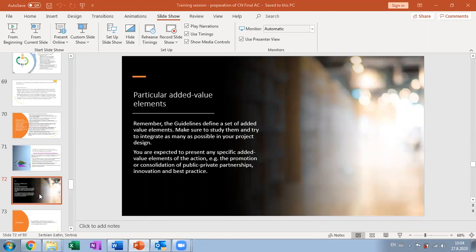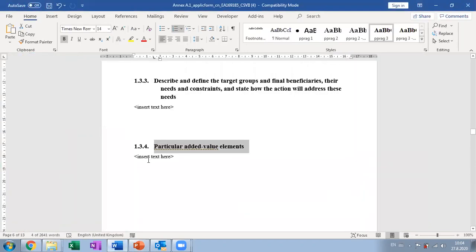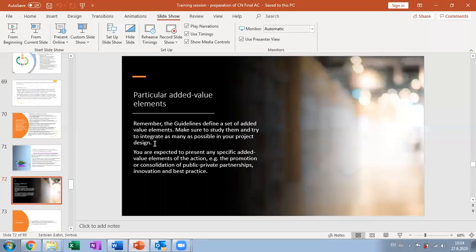And then to go back to the template, the last subsection of the relevance is particular added value elements. Remember that there are added value elements already defined in the guidelines for applicants, and so of course, make sure to study them and to mention them in your proposals. Again, don't just go ahead and say, like, we will be child-friendly, environmentally friendly, tolerant, and so on, but try to illustrate how these added value elements will actually be mainstreamed in your proposals, operationalized, how this is going to be addressed.